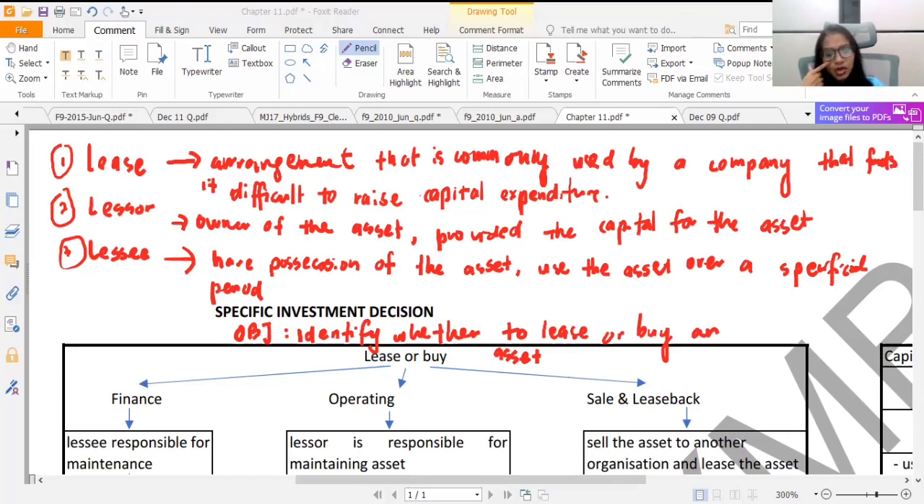And if you are using it for a very long period, at the end of the lease agreement, we actually have the ability to buy this asset over from the lessor.